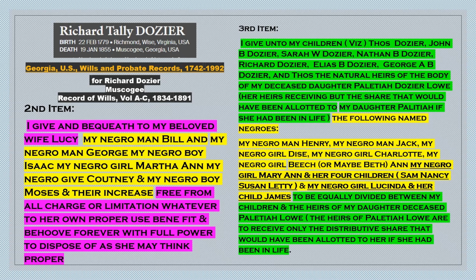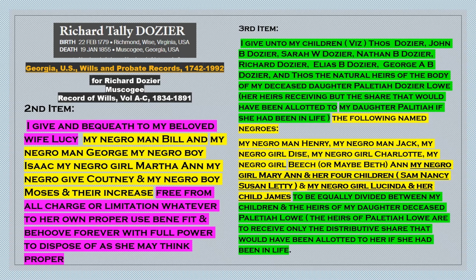And then as we go down a little farther, he's giving to his children. So he's just named single people thus far. And he's giving to his children, and it says who his children are, and that's important to know who he's willing them to. So you can look in their documents and see if you can find these enslaved people's names.